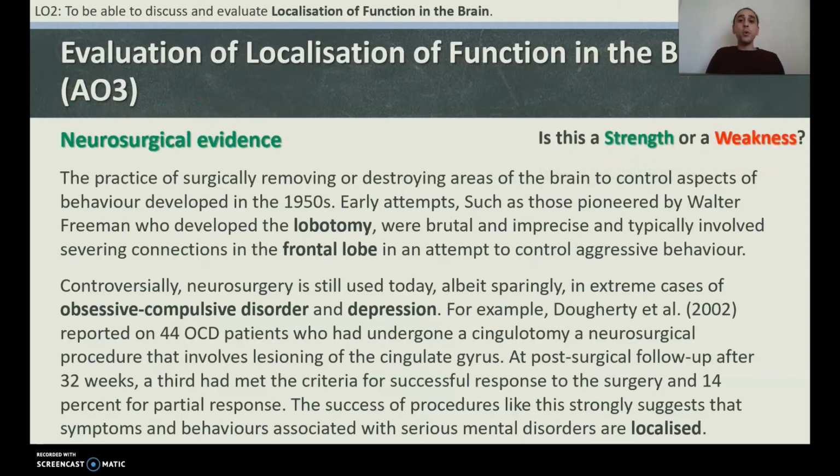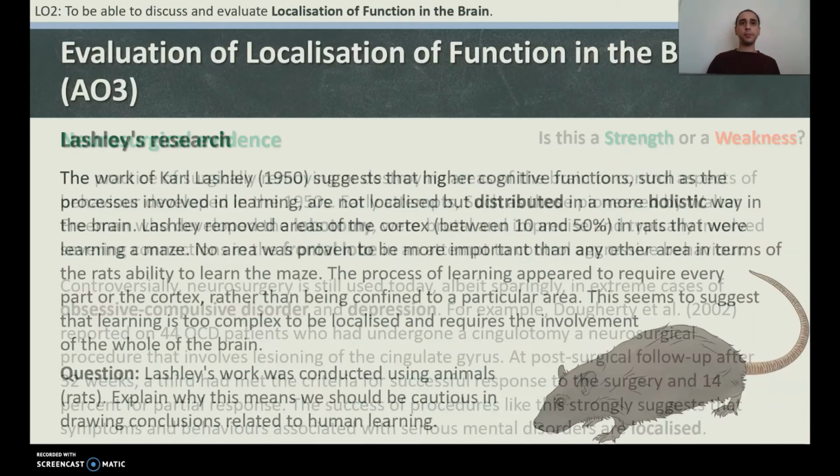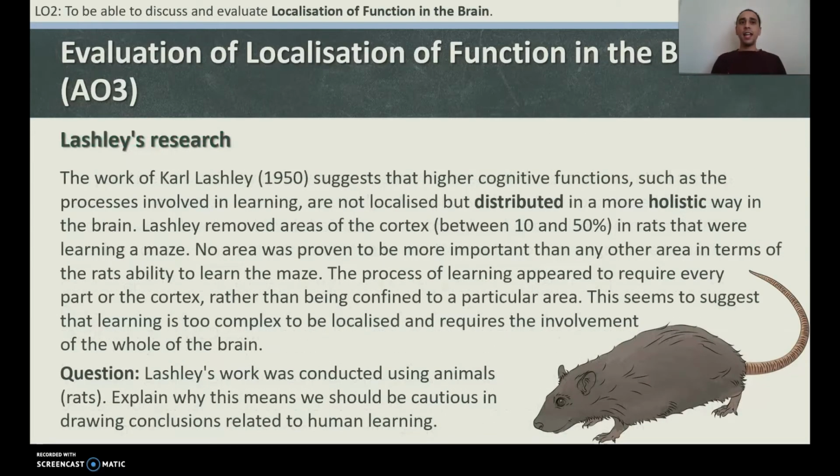This is a strength because there's more evidence suggesting that yes, parts of the brain are localized and different parts of the brain have different functions. Lashley's research. The work of Karl Lashley suggests that higher cognitive functions, such as the processes involved in learning, are not localized but distributed in a more holistic way in the brain.